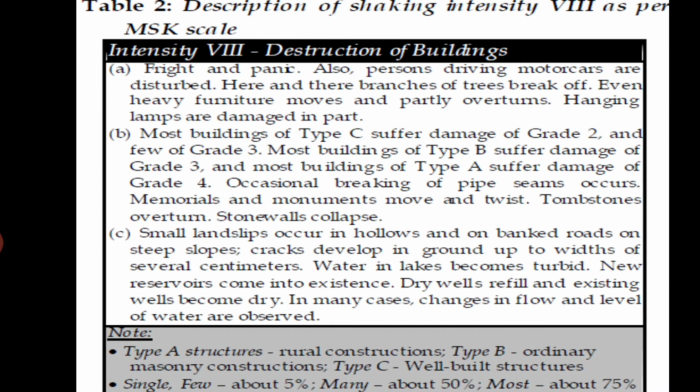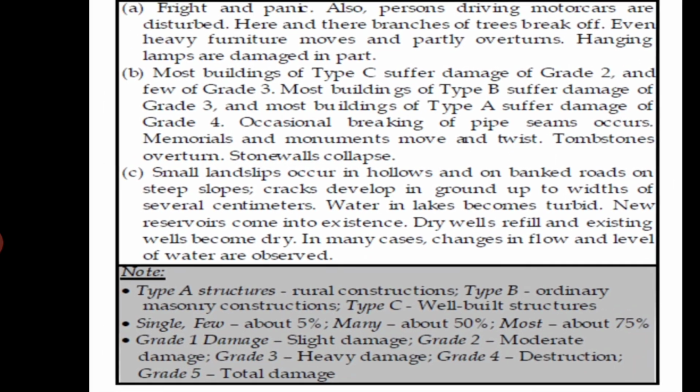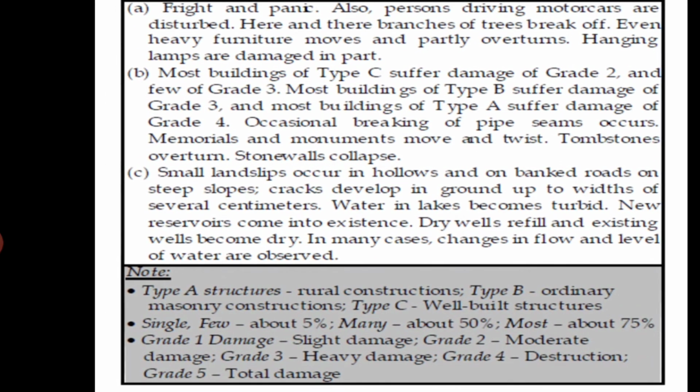People frightened and also persons driving motorcycles are disturbed. Here the branches of trees break off, even heavy furniture moves and partly is overturned, hanging lamps are damaged in part. Most buildings of type C suffer damage of grade 2. So these are the descriptions of what the intensity of scale 8 is and what is noticed near the epicenter. Likewise, here two notes are very important. Type A structure means rural construction.